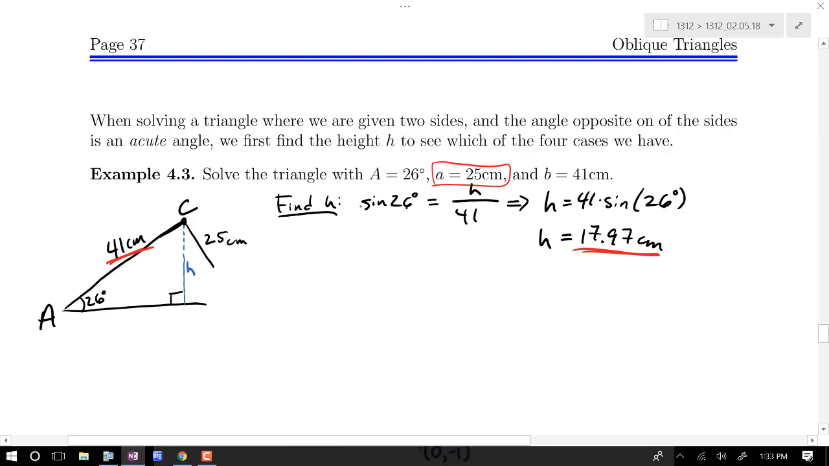But since A is in between the two, what we know is that we're in the situation where H is less than A and A is less than B. A is right in the middle, and that means that we have two triangles.